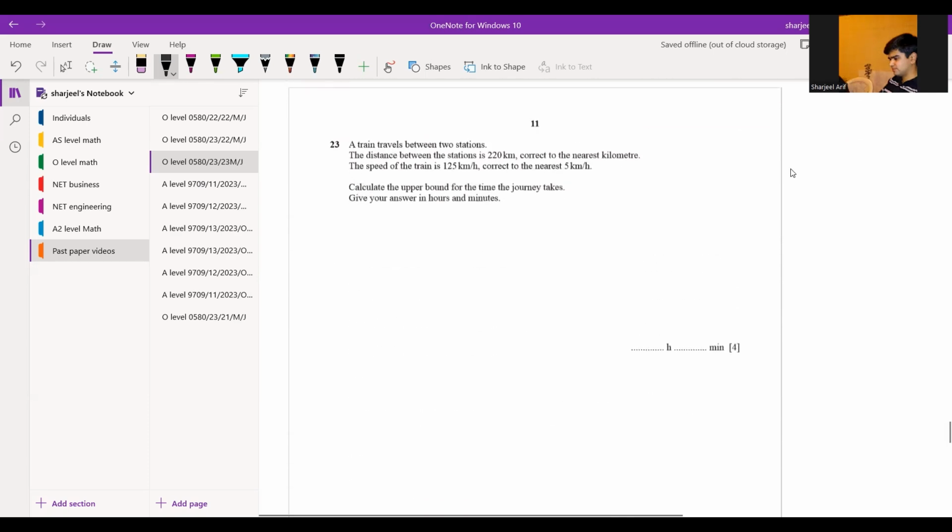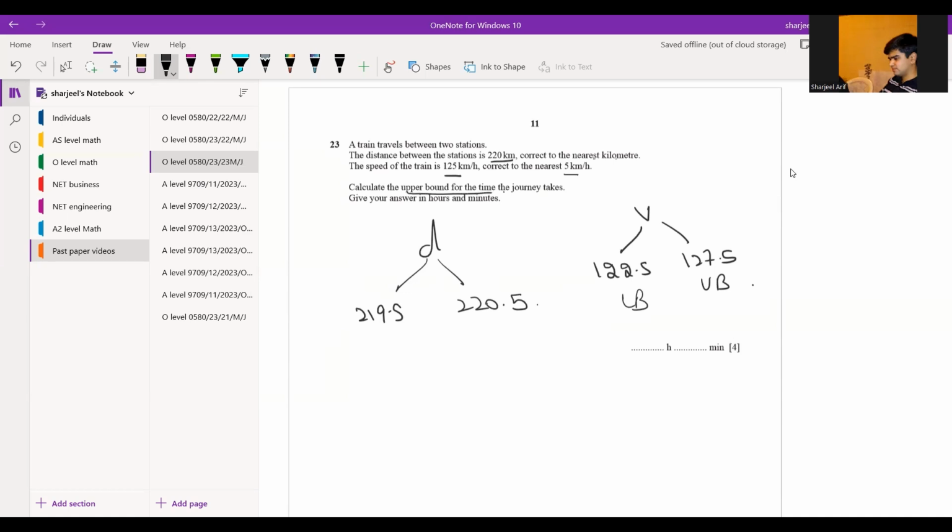Now for the last question, we have a train that travels between two stations. The distance between the two stations is 220 kilometers to the nearest kilometer. So the distance lower bound will be 219.5 and upper bound will be 220.5. And we have speed to the nearest 5 kilometers. So this means speed has a lower bound of 122.5 and upper bound of 127.5. This is lower bound, this is upper bound. We have to find the upper bound of the time.